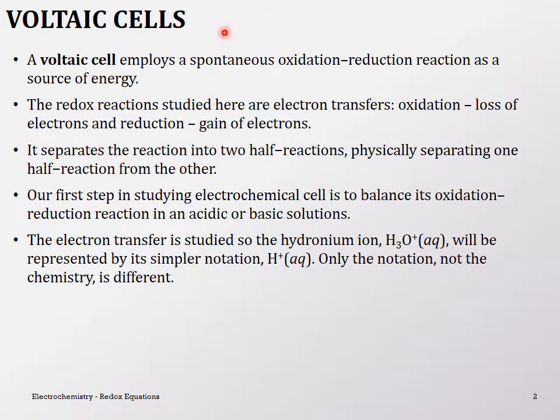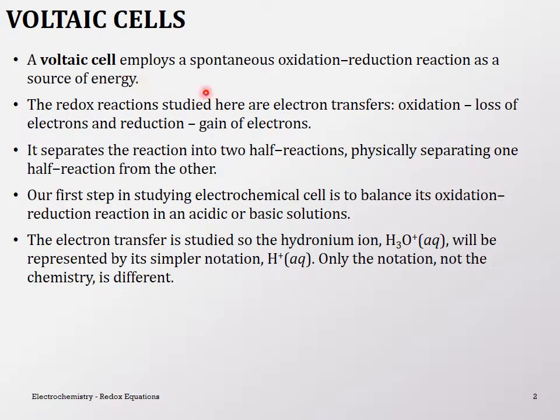Voltaic cells are spontaneous redox reactions, and these are what we use for a source of energy. A classic example of this would be a battery. And batteries can go on for years also, depending on what kind of elements we're talking about in there. But anyhow, that's what we call a voltaic cell.